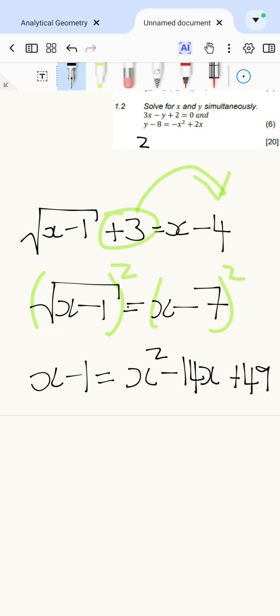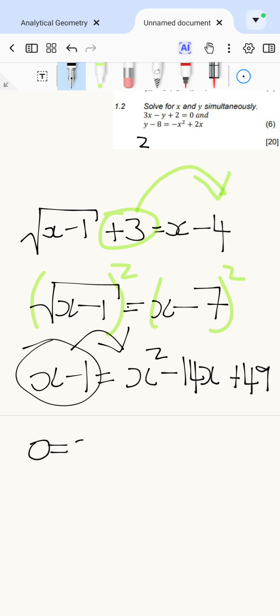Step 1, isolate the surd. Step 2, square both sides. Step 3, get this into standard form. We spoke about standard form in one of the previous videos, right? So you want everything on one side equated to 0. So I'm going to get rid of these. I'm going to subtract x on both sides, add 1 on both sides. Then I'm going to have a 0 on my left.